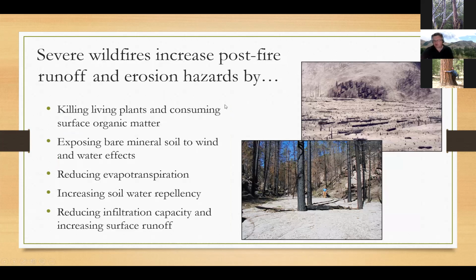Severe wildfires can increase post-fire runoff and erosion hazards by killing living plants, consuming surface organic matter off the soil, and exposing bare mineral soil to wind and water. Again, reducing evapotranspiration means there's more water in the soils and they're more likely to get saturated. In some cases, it's the opposite, where we get increased soil water repellency, so water wants to run off the top. In other cases, we get preferential flow paths developing, so water wants to sink in and go deep and out of the way of young roots of newly establishing plants. So we can get reduced infiltration capacity and increased surface runoff in some cases. In other cases, we might get even deep infiltration. So it's always very complex.